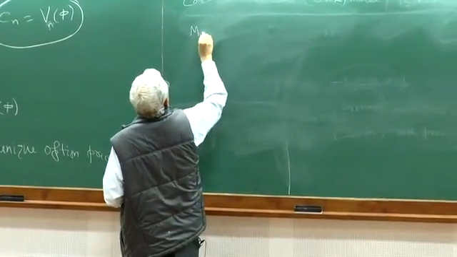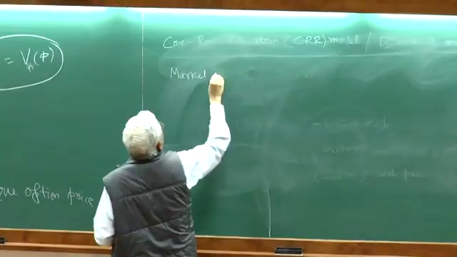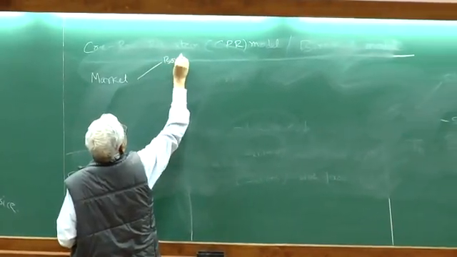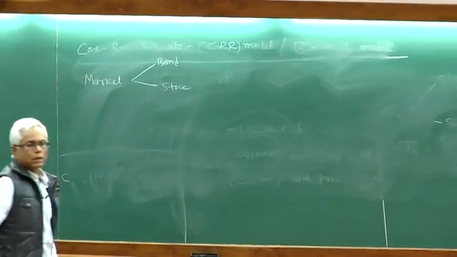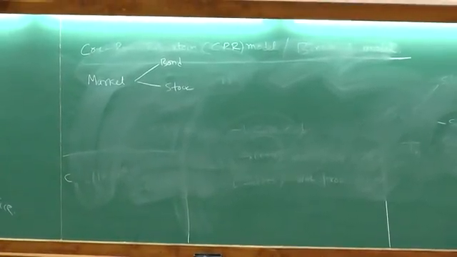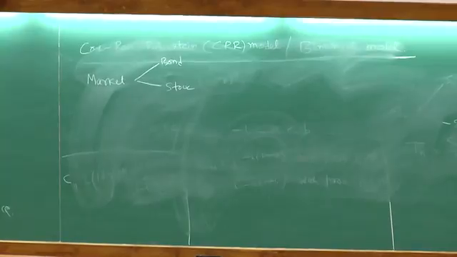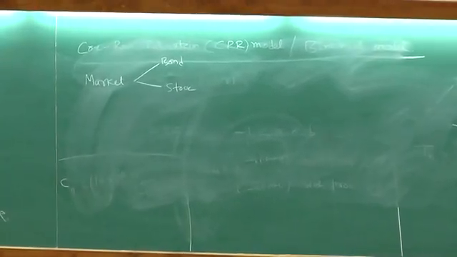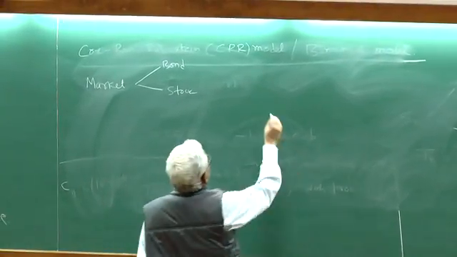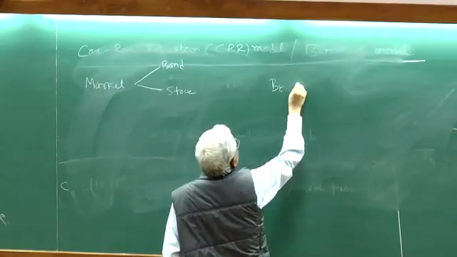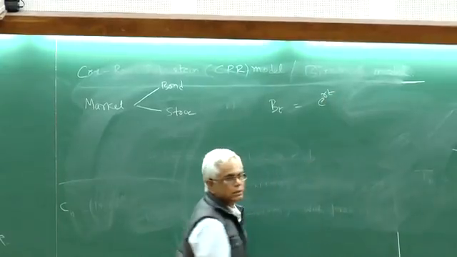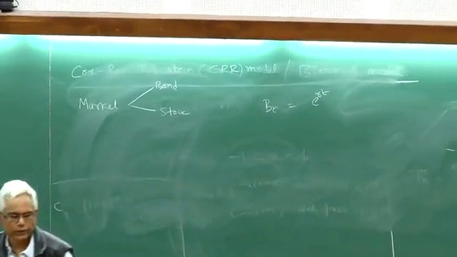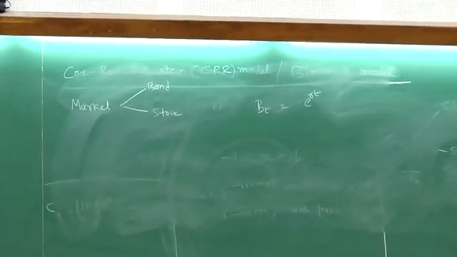So I have a market. Like the binomial market, I have one bond and one stock. This is in continuous time now. One bond and one stock, right? So the bond I denote by B_t, and this will be e to the power rt, where r is the risk-free interest rate.